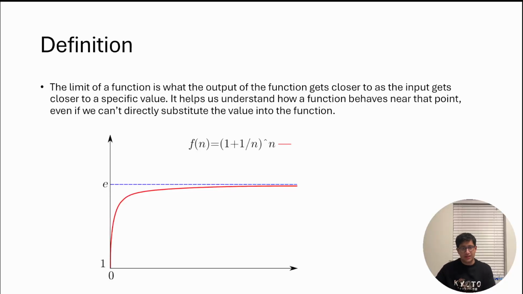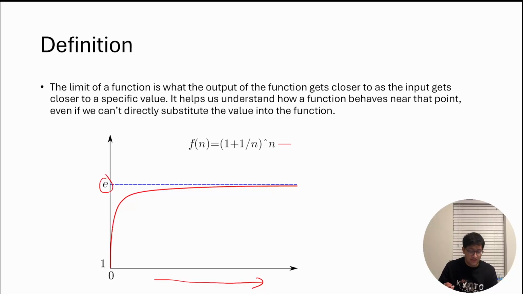The most obvious example of this would be any sort of exponential graph, right? In this graph, for example, as the input, the x, is getting closer and closer to infinity, the output is getting closer and closer to e. You can see the red line is getting closer and closer to it, but it never reaches it.